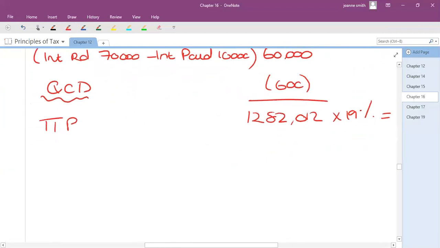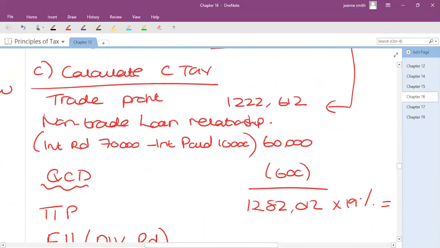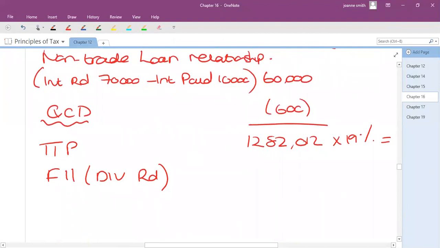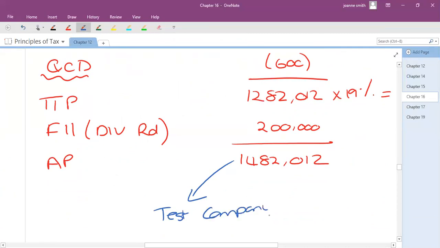Last bit of the question, it asks you how you're going to pay the tax. Now, to work out how it's going to be paid, then you have to work out the augmented profit. So you need to add to it the franked investment income, which is your dividends received from UK companies. So up here, we've got some dividends received of 200,000, which are going to get added to that. Okay, and that will then give me a profit of 1,482,012, and that is the figure that we're going to use to test the company size.